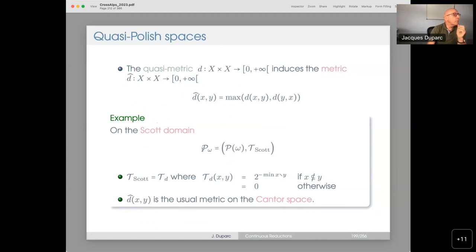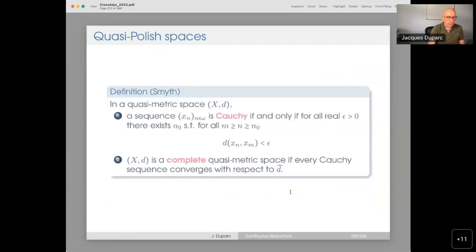Examples of quasi-metric. On the Scott domain, if X and Y are two subsets of the integers, the distance between X and Y is 2 to the minus the minimum element that belongs to X but does not belong to Y, if X is not included in Y, of course. Otherwise it's 0, right? So you see that it's not going to be symmetric. If you have X strictly included in Y, the distance between X and Y will not be the same as the distance between Y and X. If you do this, this distance D hat is just the usual metric on the Cantor space. You recover this one.